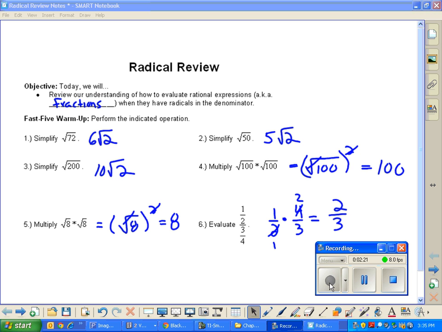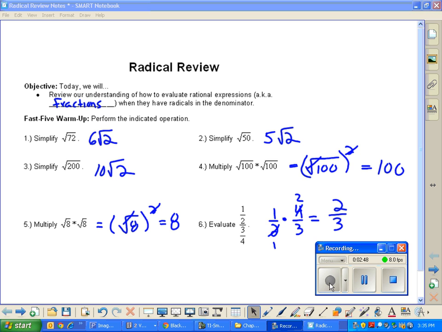For 4 and 5, very similar. Notice I was taking a radical and multiplying it times itself, essentially squaring the square root of 100. And we know that when we square a square root, the square root just goes away. So notice for number 4, you just get the value of the radicand, and that's 100. For number 5, the square root of 8 times the square root of 8 is the same as the square root of 8 squared, which means it's just 8.